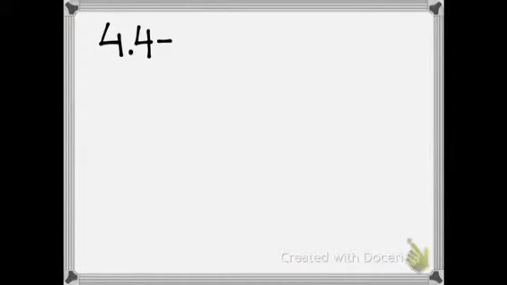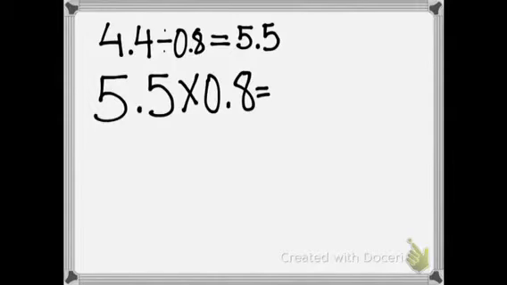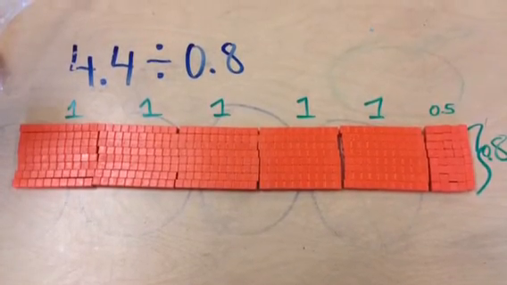So 4.4 divided by 0.8 is equal to 5.5. If we reversed it, 5.5 multiplied by 0.8 is equal to 4.4, which is why we can use the rectangle area model for both dividing and multiplying.